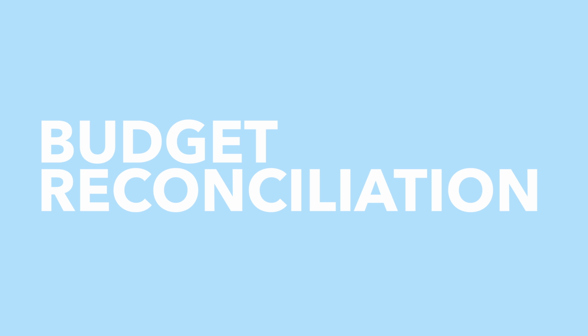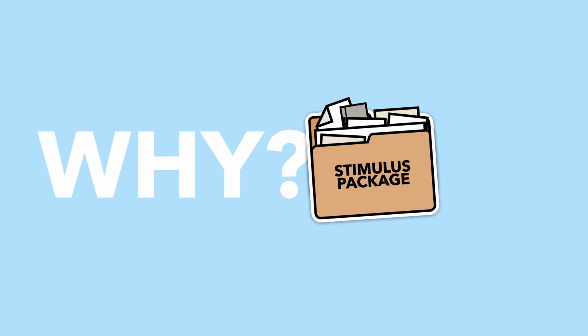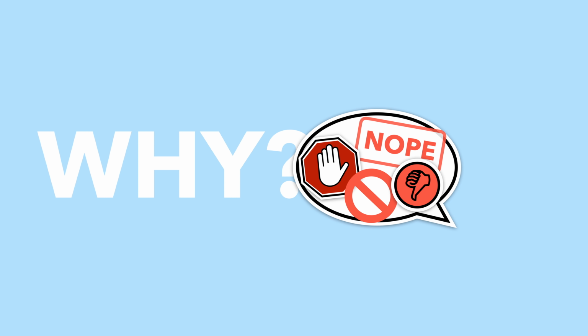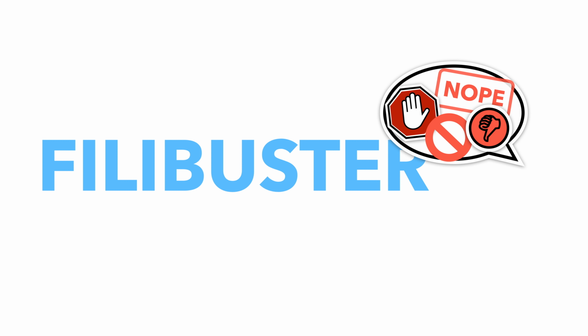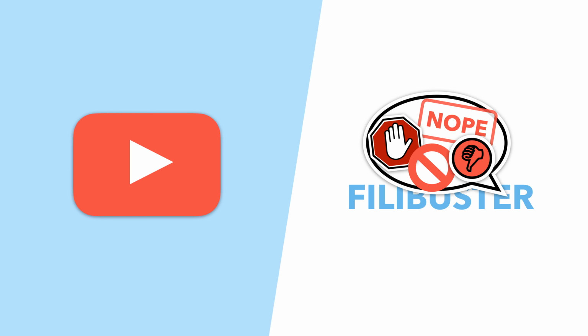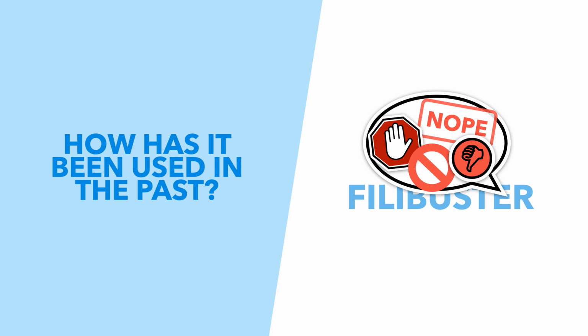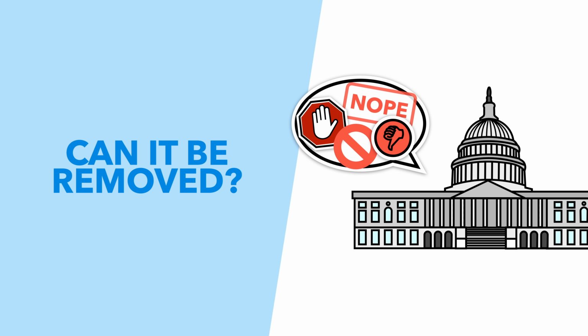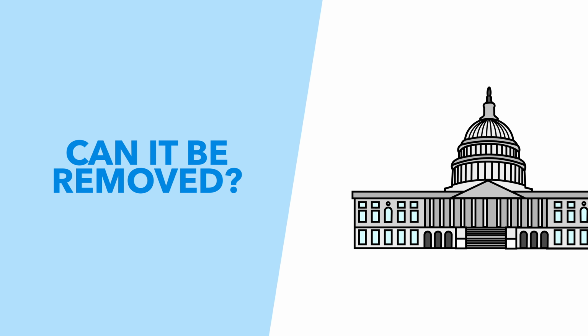Without resorting to reconciliation, ironically named considering it doesn't require reaching across the aisle, this bill wouldn't have passed in its current form. Why? Well, that's because of the filibuster. You've probably heard it mentioned a lot before, so in this video we're going to discuss where the filibuster comes from, how it's been used in the past, and if there's any chance of it being removed from Senate life.